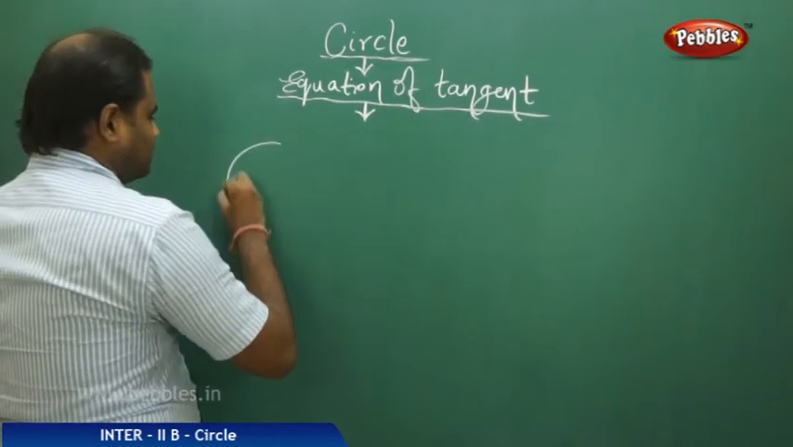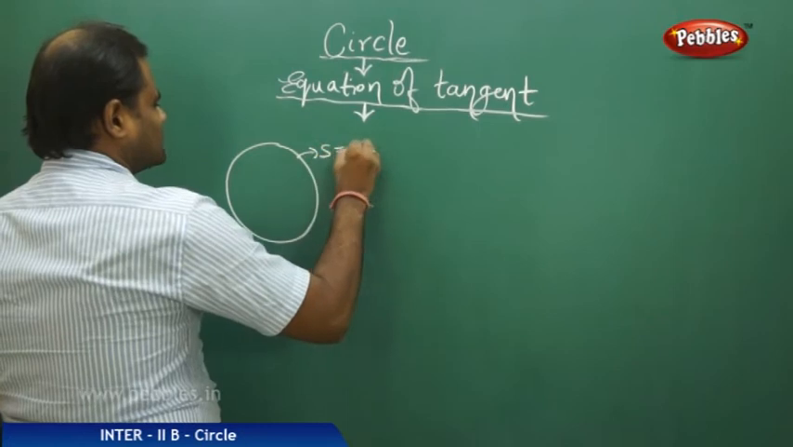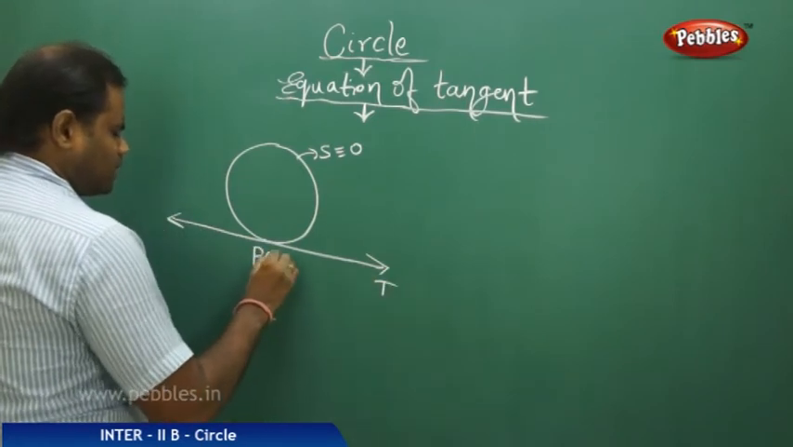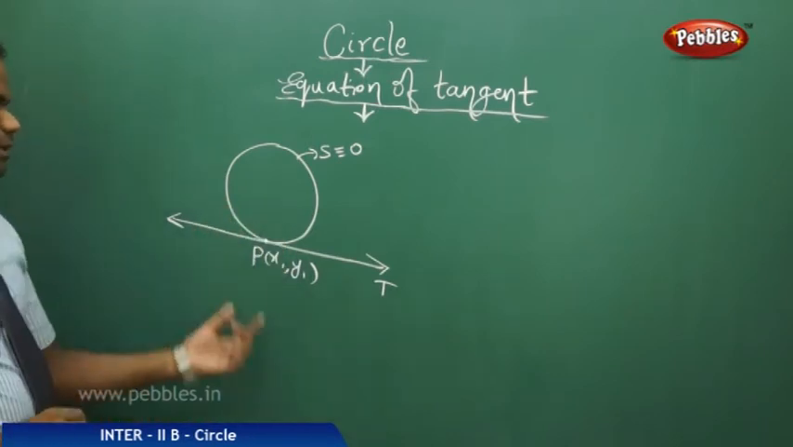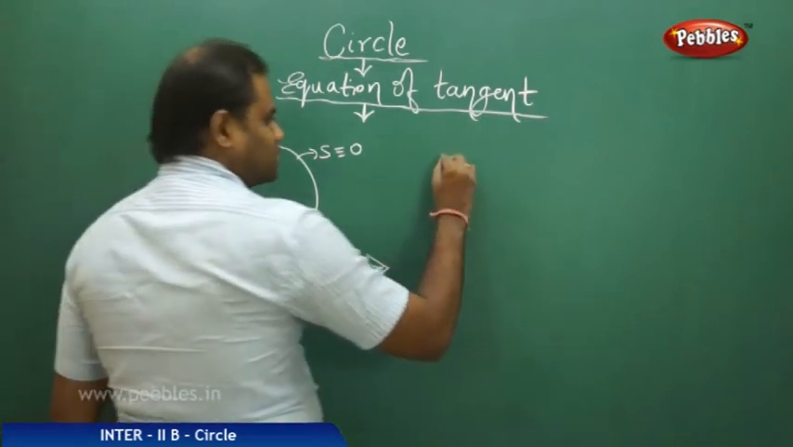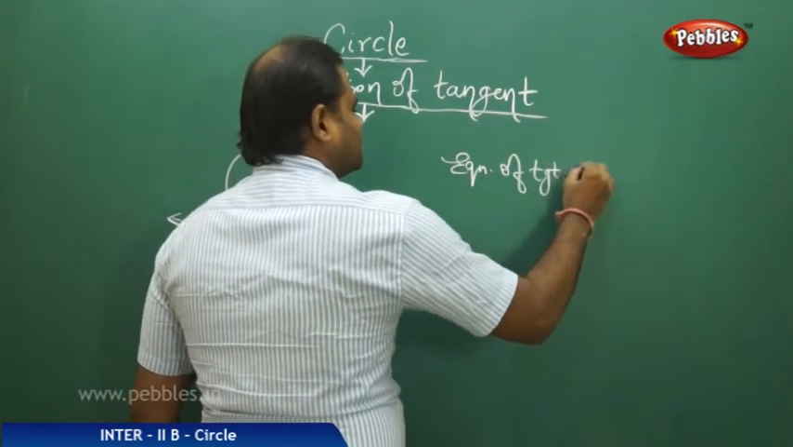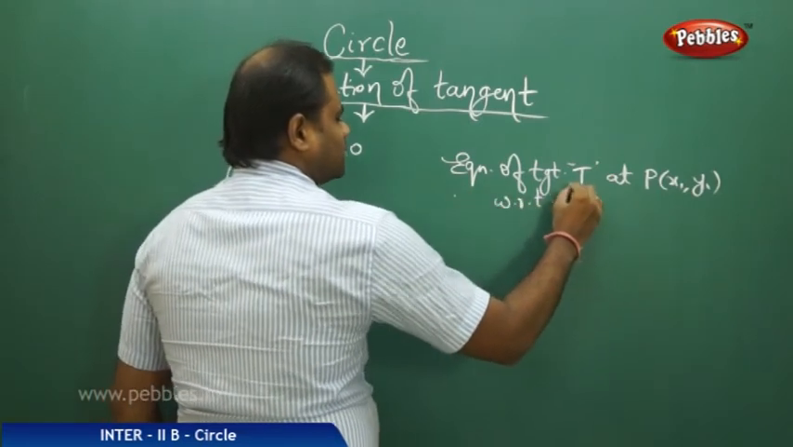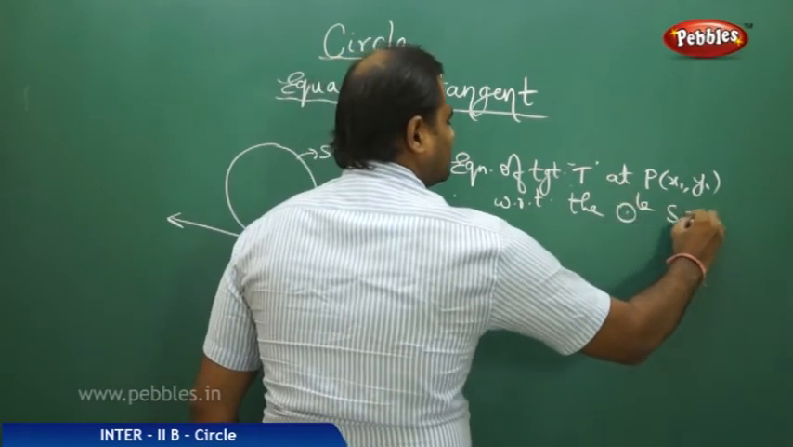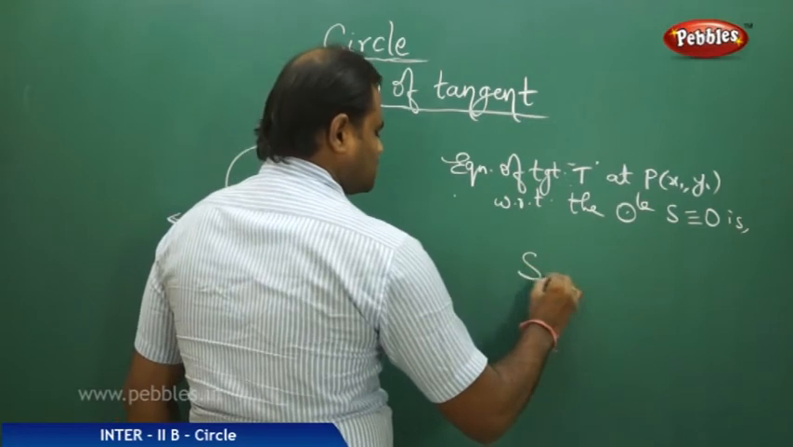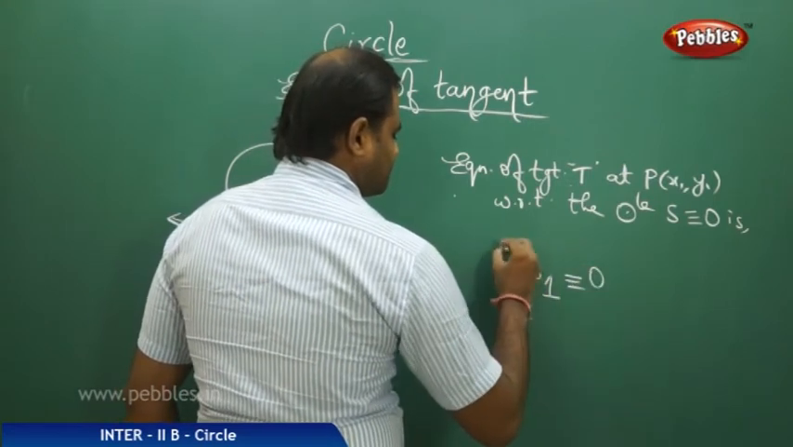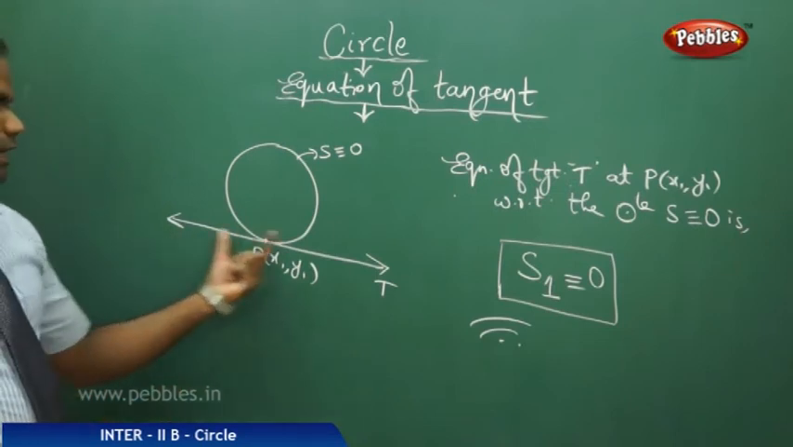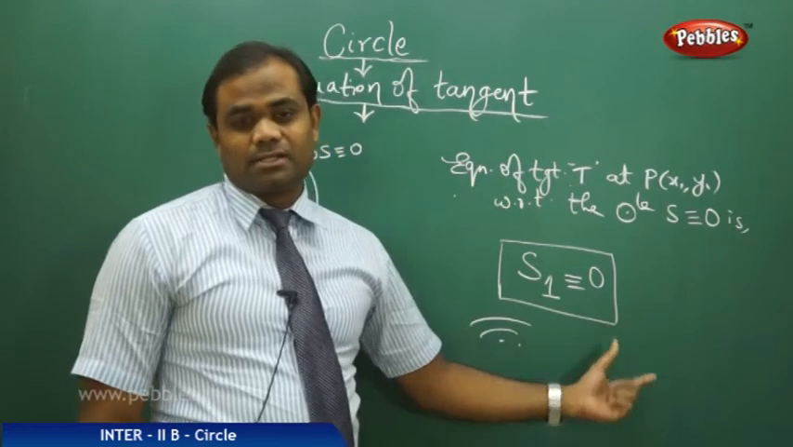Now say for example, I have a circle S equal to 0 and I have a tangent T at the point P x1 y1. Then the equation of tangent at the point of contact P x1 y1 with respect to the circle S equal to 0 is S1 equal to 0. So when I want to find the equation of tangent at P with respect to the circle S equal to 0, it is S1 equal to 0.